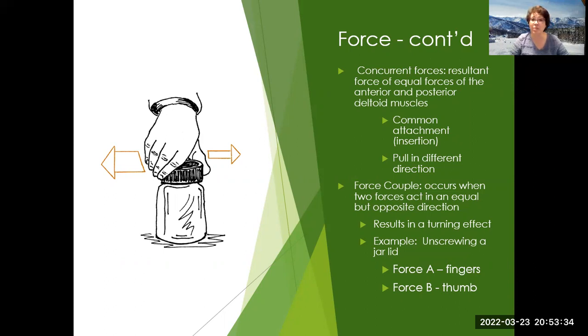A lot of times in the body, we call those force couples when two forces act in an equal but opposite direction and it results in a turning effect. So unscrewing the jar lid is a force couple between the thumb and the fingers. Upward and downward rotation of the scapula, which we'll talk more about in the shoulder chapter, use muscles in a force couple to produce that rotational movement. So the muscles are moving in opposite directions to produce a rotational movement.